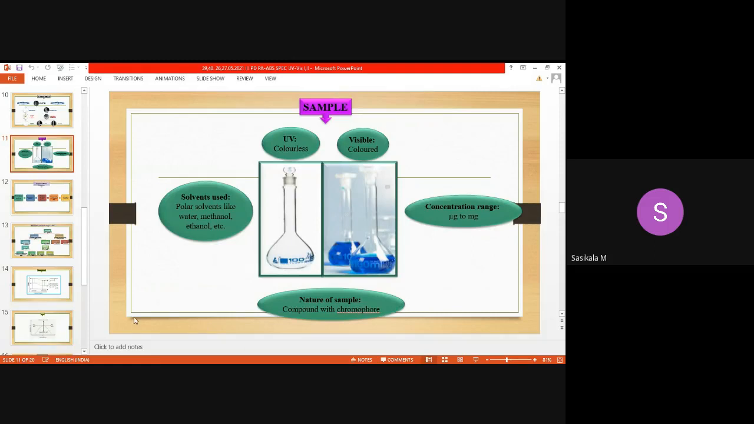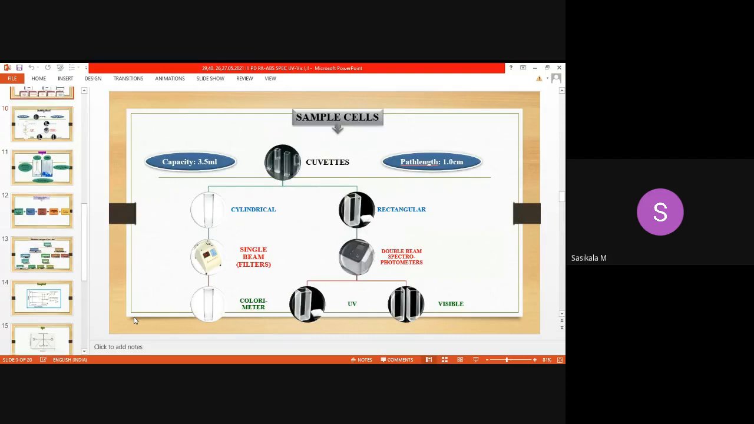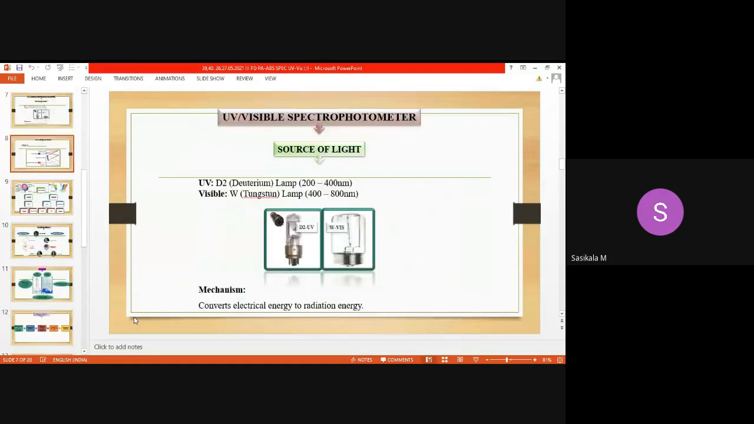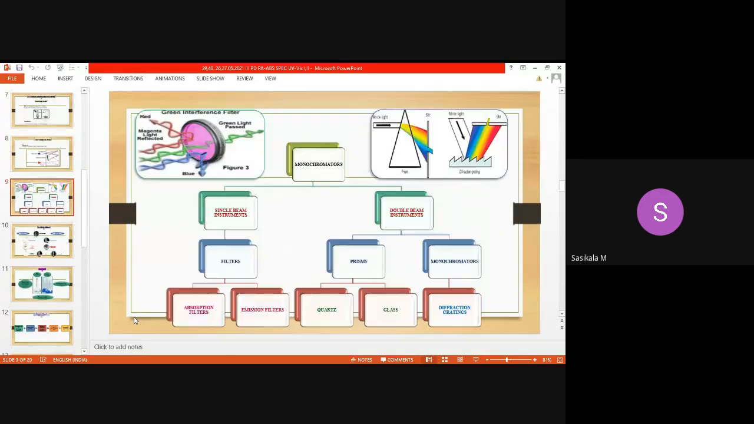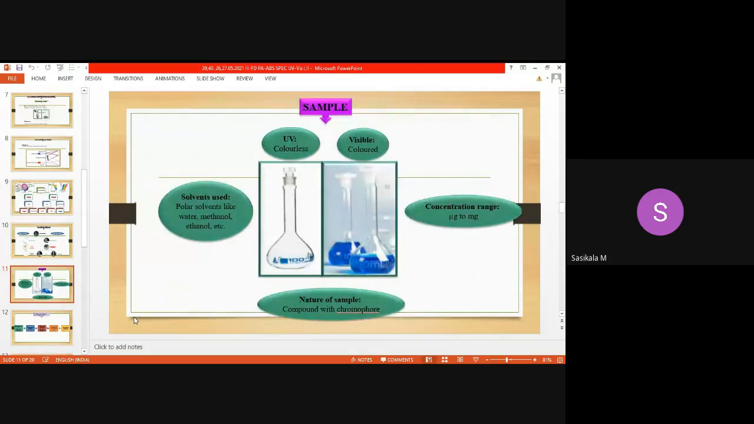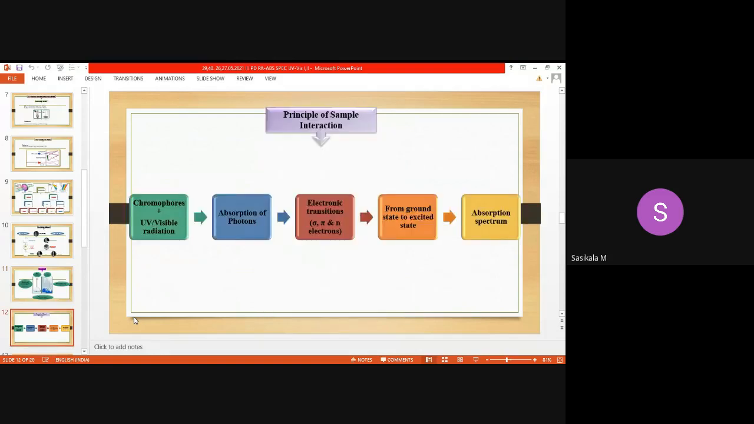So what are the things we have discussed now? Source of light, monochromators, types of monochromators, sample cells, types of sample cells, then the samples and kind of sample analyzed in each spectroscopy, then the principle of sample interaction. This all we have discussed. The remaining part we'll discuss in the next class. Is there any doubt in this?